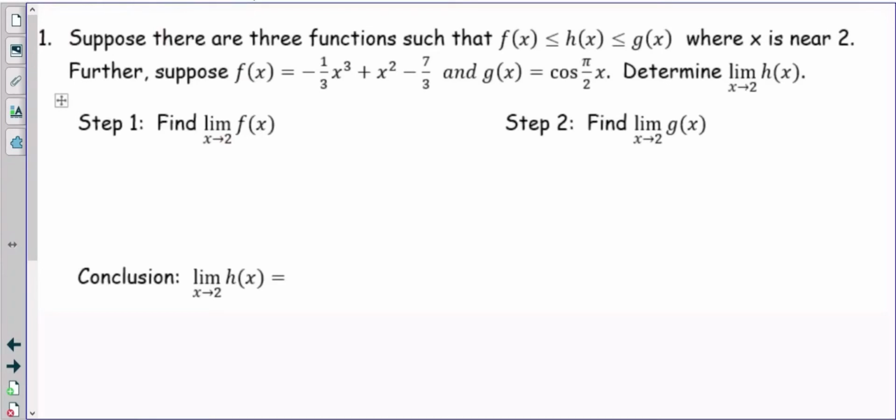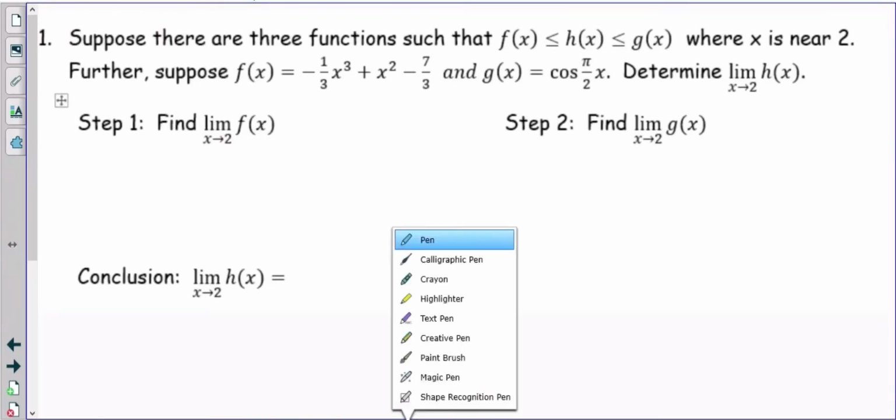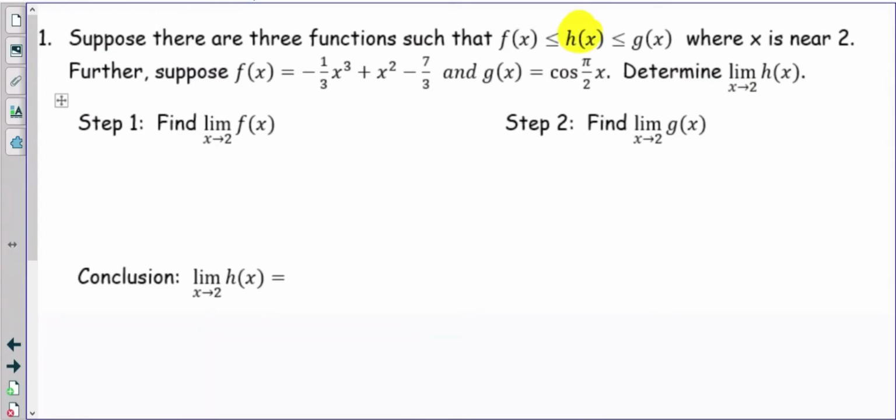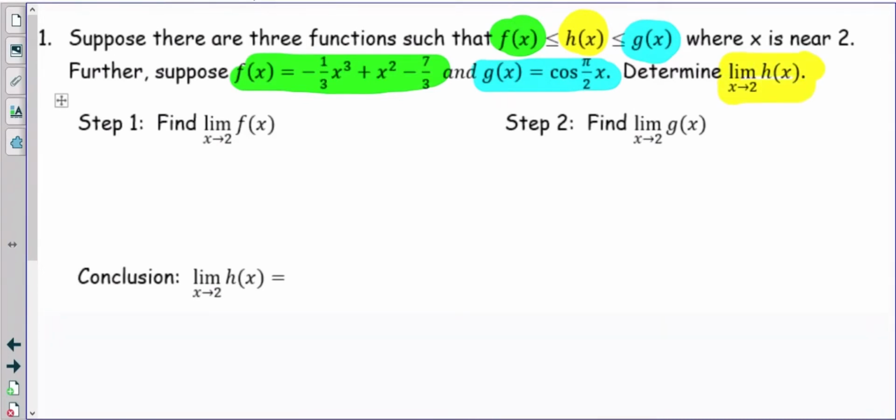So problem number 1 says, suppose that there are 3 functions. So I have 3 functions and h is right there in the middle of my 2 functions, where x is near 2. Further, suppose that f is negative 1/3 x cubed plus x squared minus 7/3, and g is the cosine of pi over 2x. So g is my upper function and f is my lower function. The question is asking to find the limit as x approaches 2 of h of x.